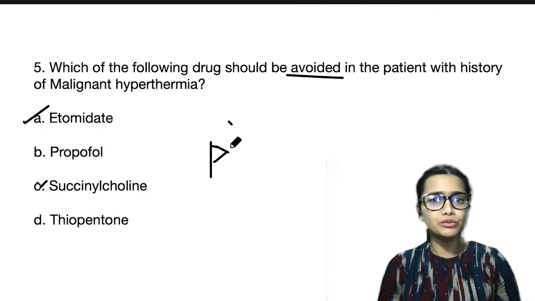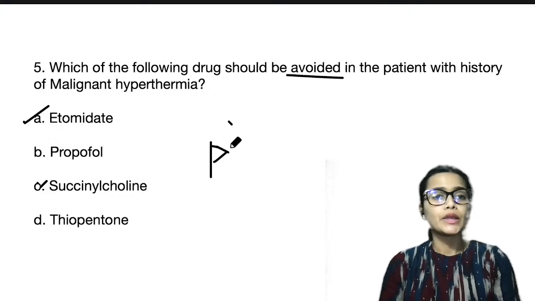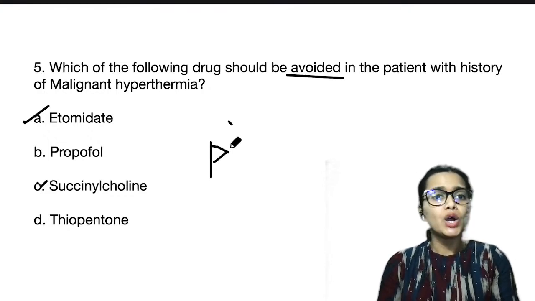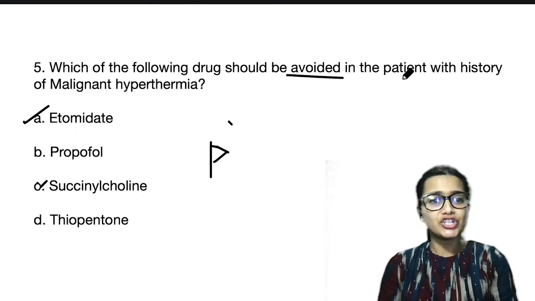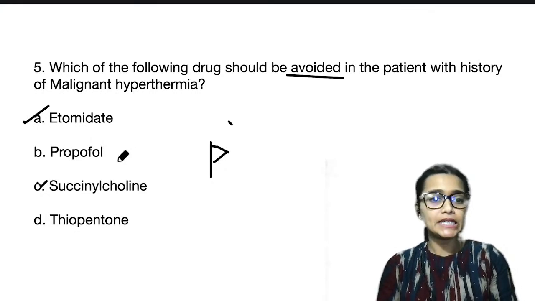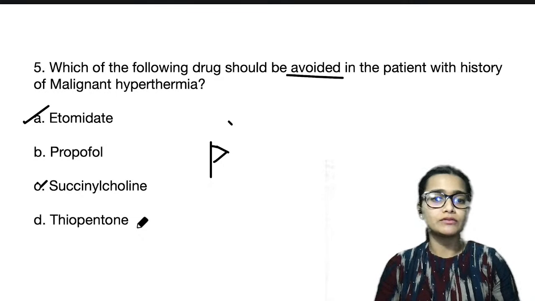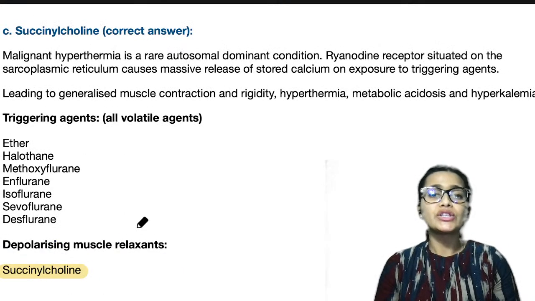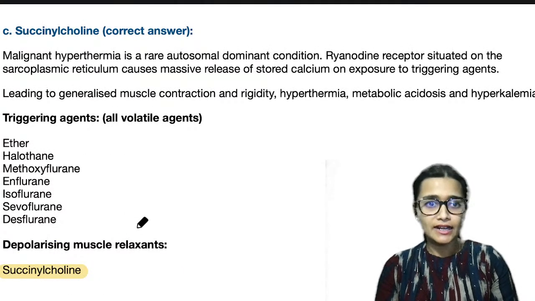Okay, so do I continue? Yeah. Okay. So question number 5, which of the following drugs should be avoided in the patient with history of malignant hyperthermia? Option A is etomidate, B is propofol, C is succinylcholine, and D is thiopentone. The correct answer here is succinylcholine.